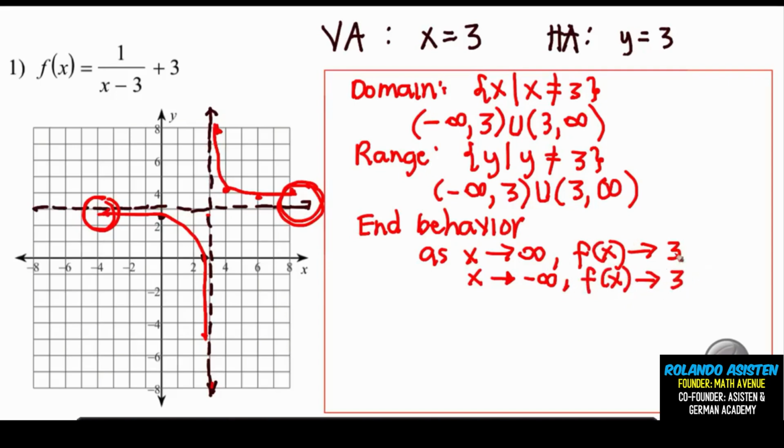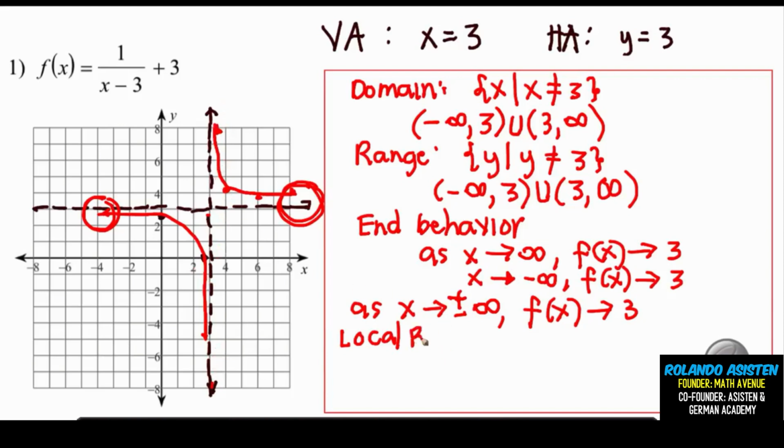Now, since both of them are approaching the same number, we can write them together as x approaches positive or negative infinity, f of x approaches positive 3. Those are the end behaviors. Now, let's look at the behavior at the local point. That means at the vertical asymptote. So what's the behavior at the vertical asymptote?